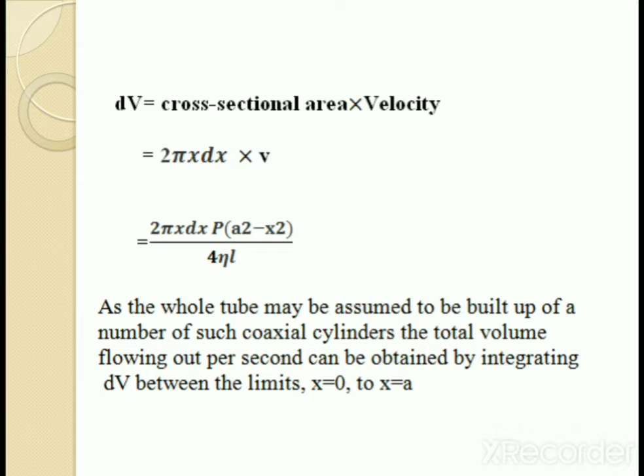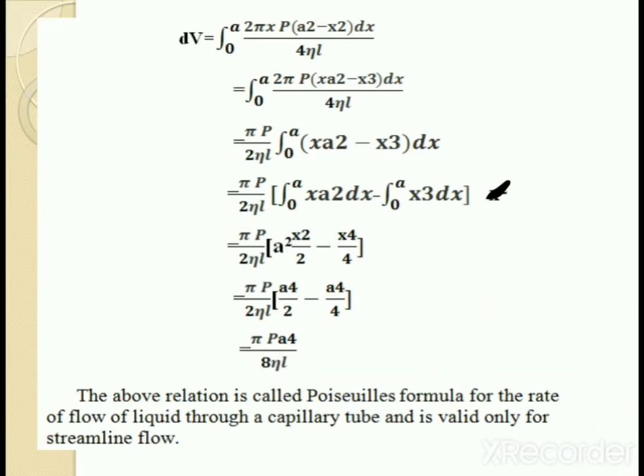As the whole tube may be assumed to be built up of a number of such coaxial cylinders, the total volume flowing out per second can be obtained by integrating dV, that is integrating the above equation between the limits x equal to 0 to x equal to a. Therefore, integrating dV we get V, the volume of the liquid flowing out, equal to the integration from the limit 0 to a of 2πx P (a² − x²) dx upon 4ηl.